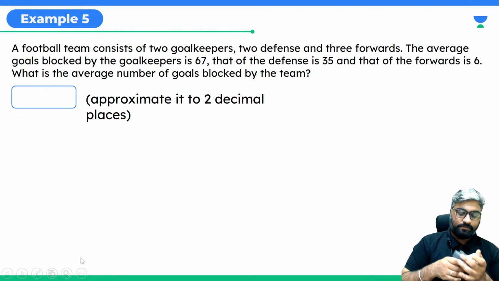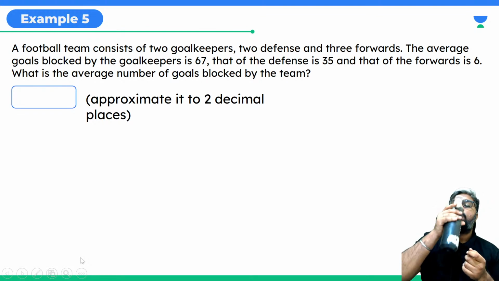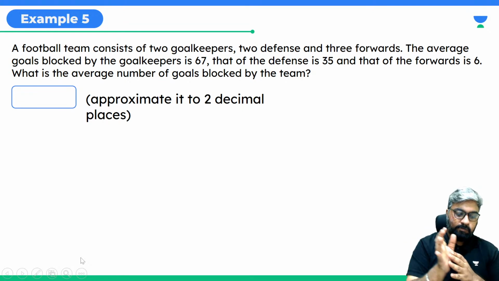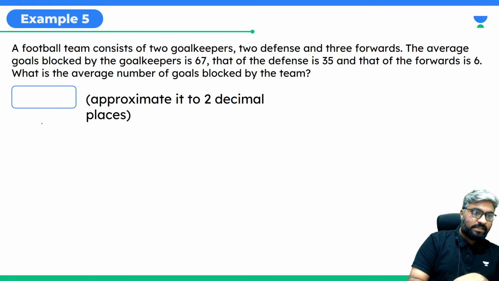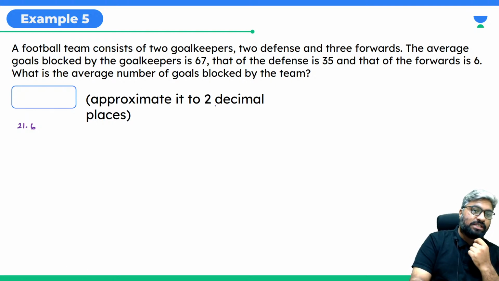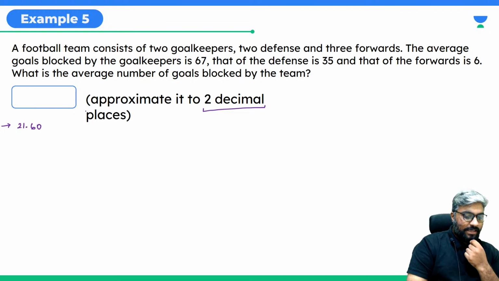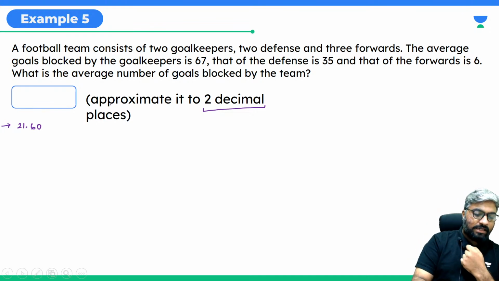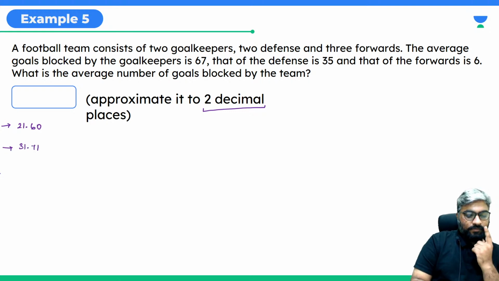Yeah guys, answer. Keshav says 21.6. Keshav, please remember, if it says approximated to 2 decimal points, then you have to write it as 21.60. Okay. In these questions, this is very important. Whatever scale they have given, we have to maintain that. All right. Shruti is saying 31.71. Okay. Others?